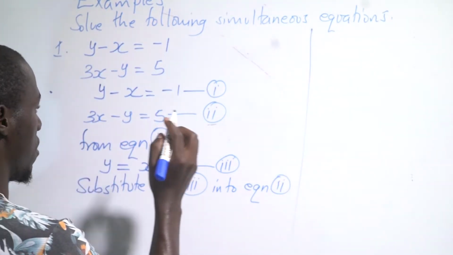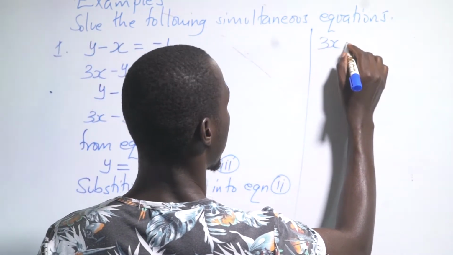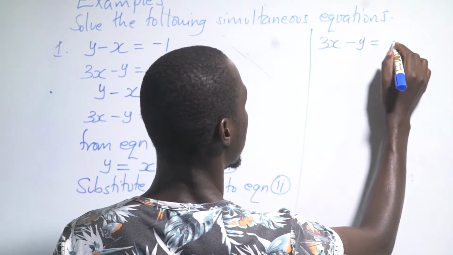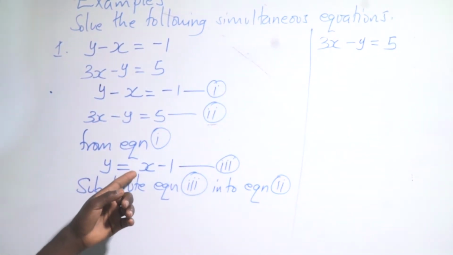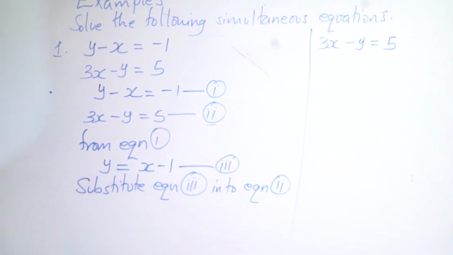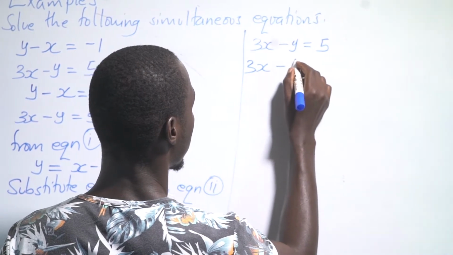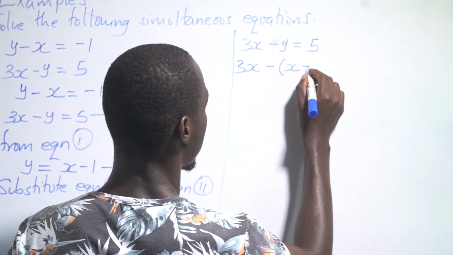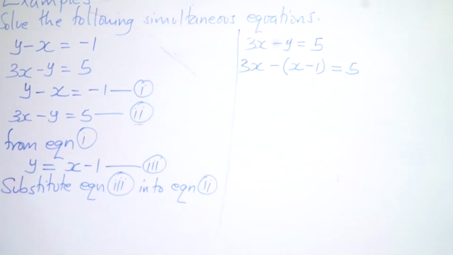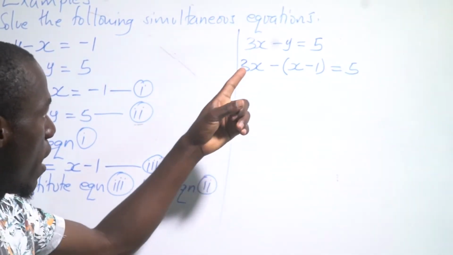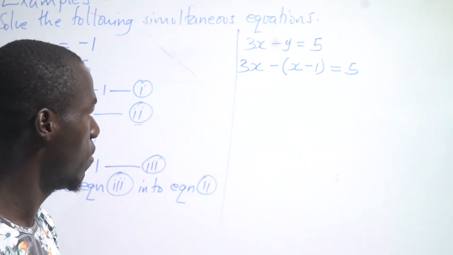So my equation 2 is 3x minus y is equivalent to 5. Then where I see the y, I'm going to put x minus 1. So this is 3x minus the y, which is x minus 1, is equivalent to 5. So in there, I've eliminated the y by substituting it in terms of x.